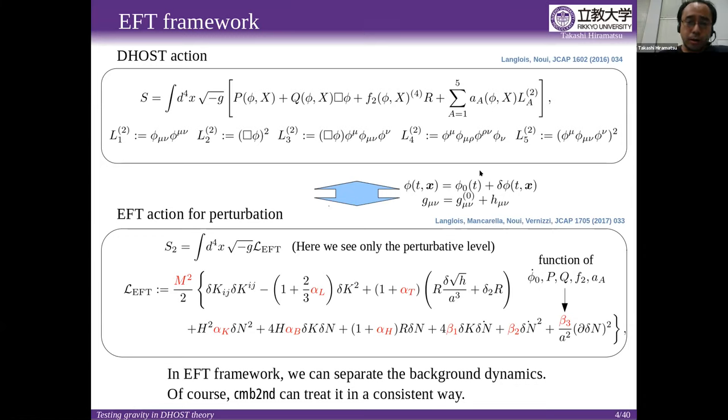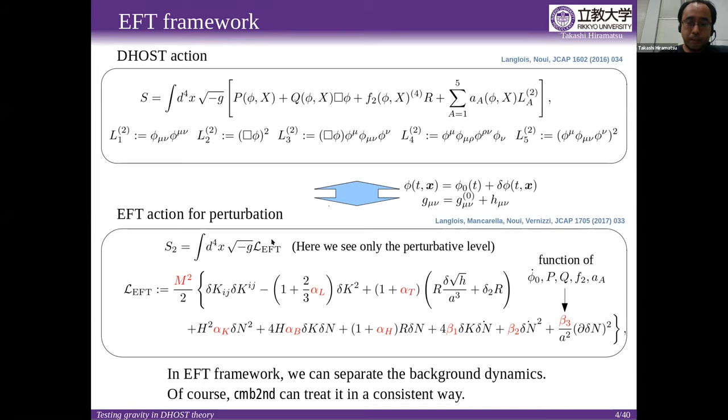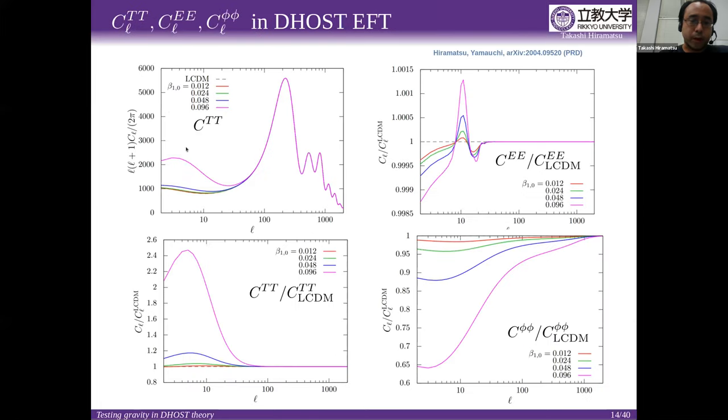Actually, we don't use the original DHOST action, but we use the EFT action. And these EFT parameters, I mean alpha L, alpha T, alpha K, alpha B, alpha H, and beta 1, beta 2, beta 3, can be written in terms of the arbitrary functions of DHOST theory, A1, A2, A3, A4, A5, and P, and Q, and F2. Then I computed the angular power spectrum varying the beta parameter or alpha parameter, like that. Yeah, this is one result.